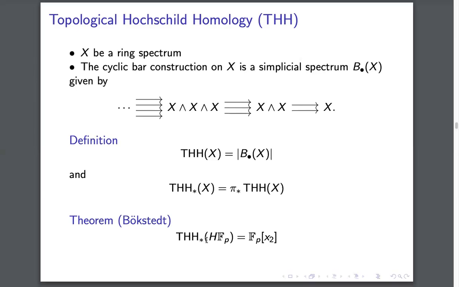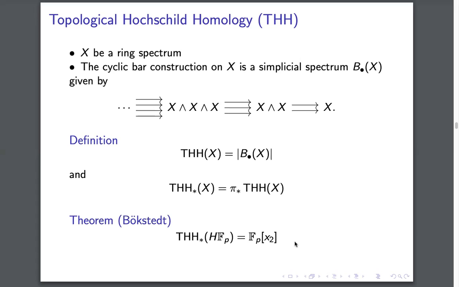And these groups are given as a polynomial algebra over F_p with a single generator in degree 2. This is saying that these groups are trivial in all odd degrees, and they are F_p in all non-negative even degrees, and trivial in negative degrees.